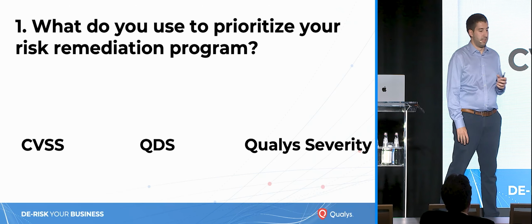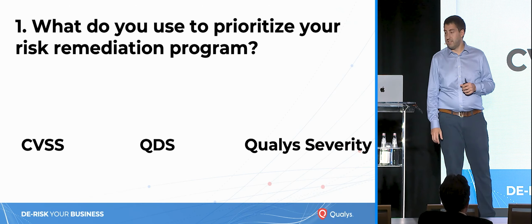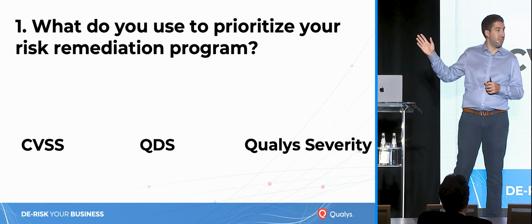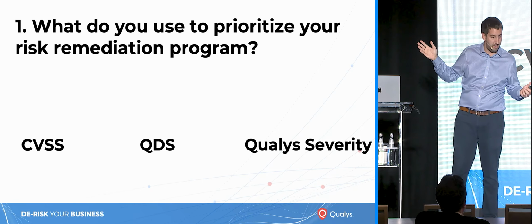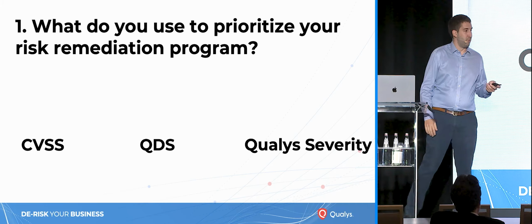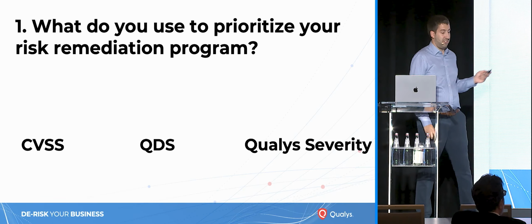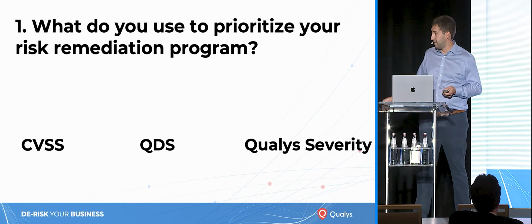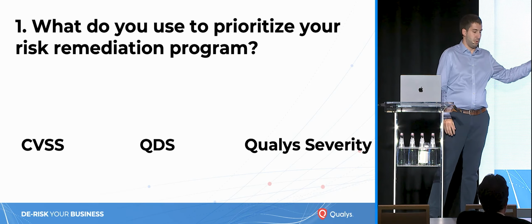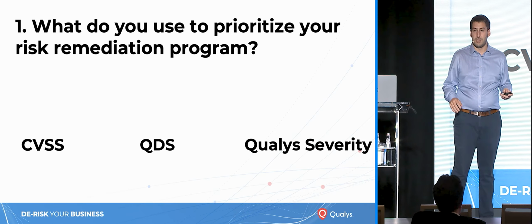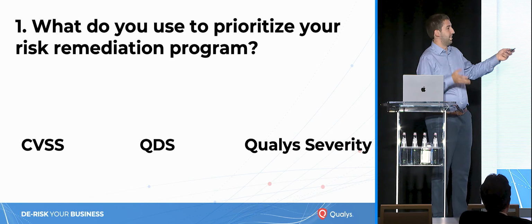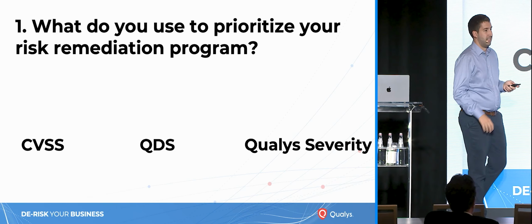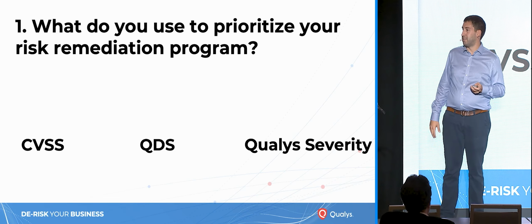So the first one, what do you use to prioritize? And I hope you appreciate that I use the Z rather than an S in prioritize, or a Z as you apparently call it, for your risk remediation program. If it's CVSS, put up your left hand. If it's Qualys Severity, put up your right hand. And if it's QDS, put up both your hands like if you're on a roller coaster. So go on, let's see. Who uses what around here? A lot of roller coaster riding, that's what I like.